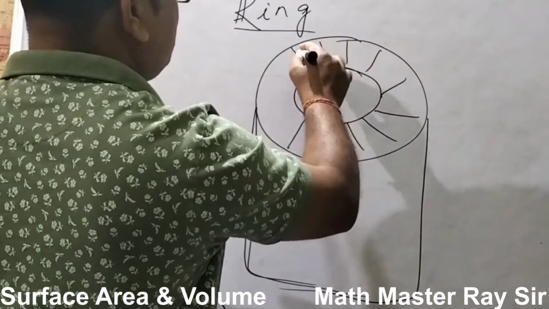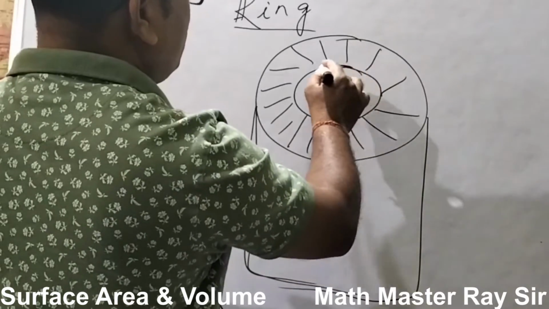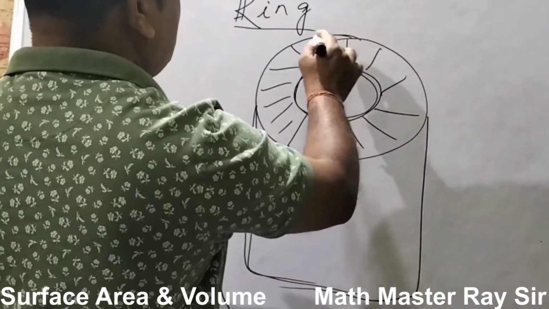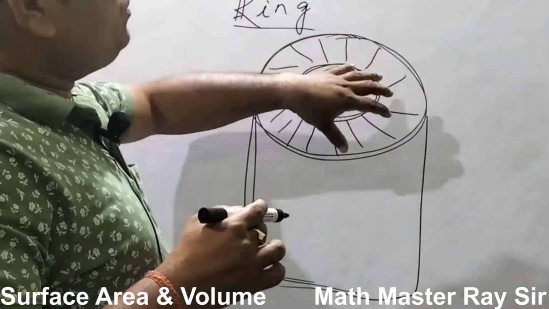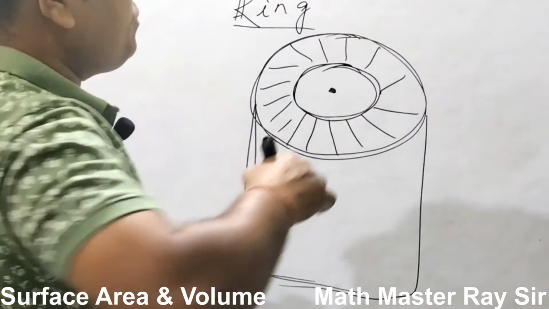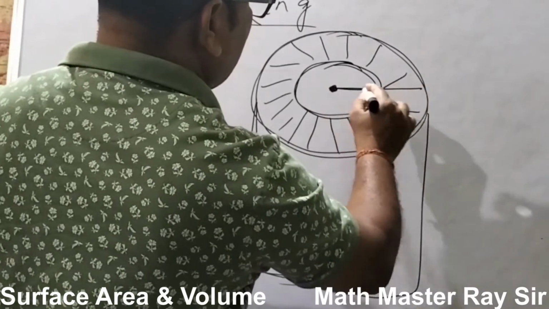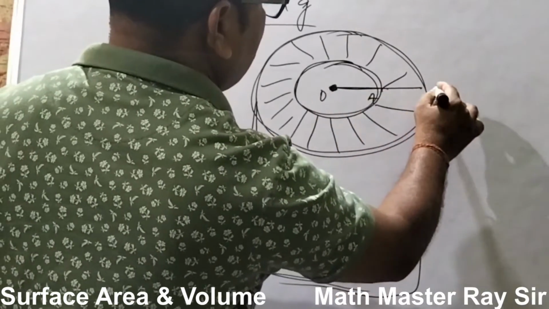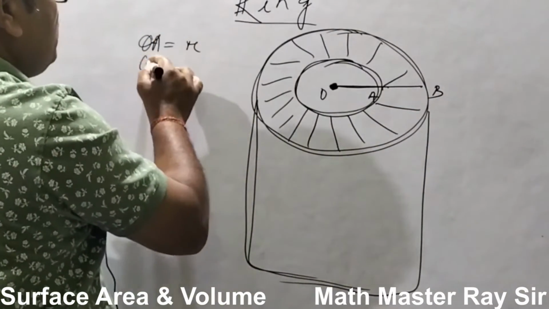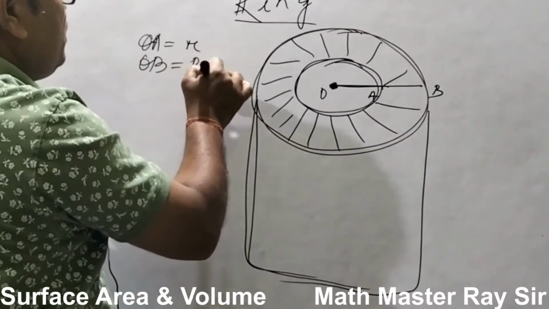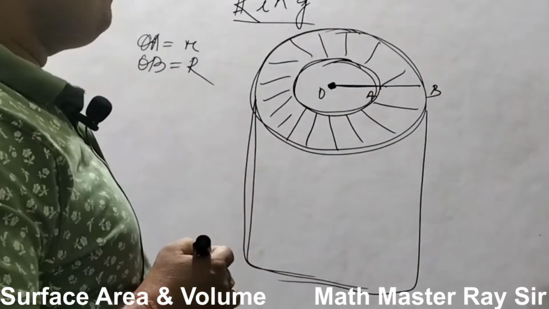You have to find out the area of the ring. Let it be the center of the inner circular face and also the outer circular face. These are treated as concentric circles, having a single center. Now, O, A, B. Let OA be small r, OB be capital R. Radius of the small circle is OA, radius of the bigger one is OB.